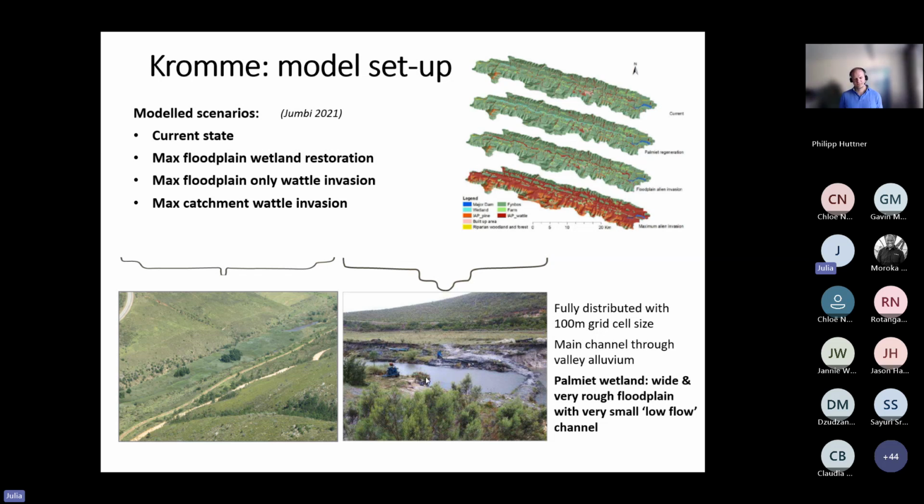So that's all I really wanted to say about the Crom example, but the model setup was different. We didn't do the nested model. We did a 100-meter grid cell size and different channel profiles for the incised areas and the palmiet wetland, which is a very thick wetland basin with small little rivulet channels through it in the main basins. We used that for the restored areas, and then these bigger, wider channels for the incised areas.